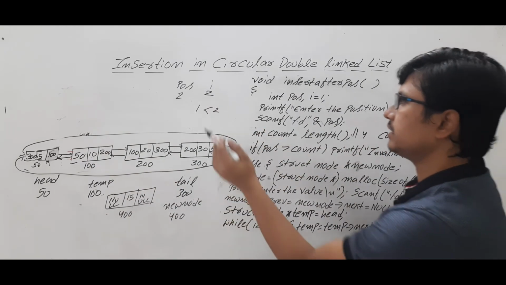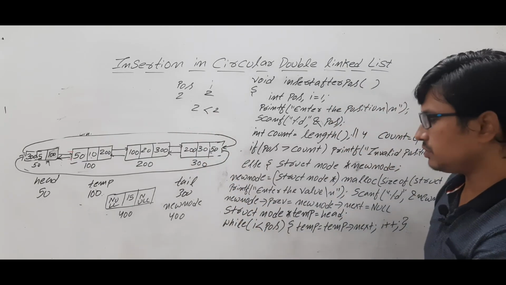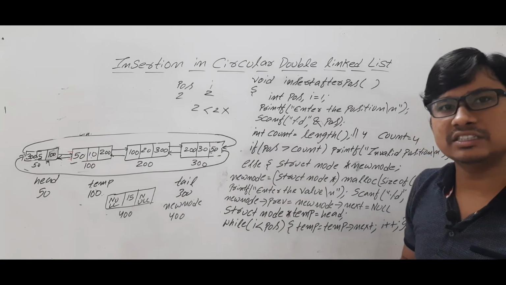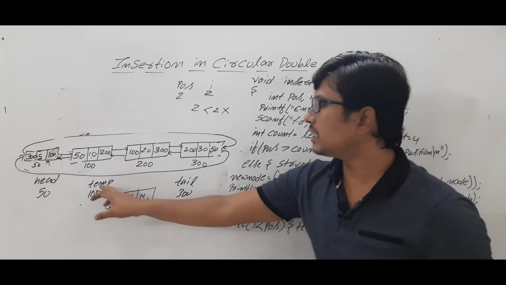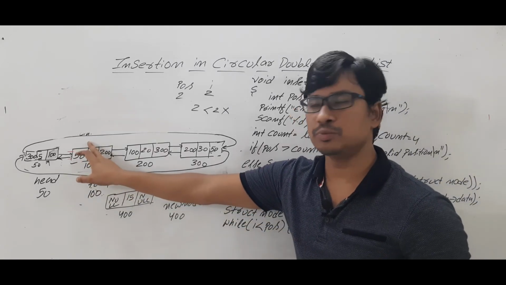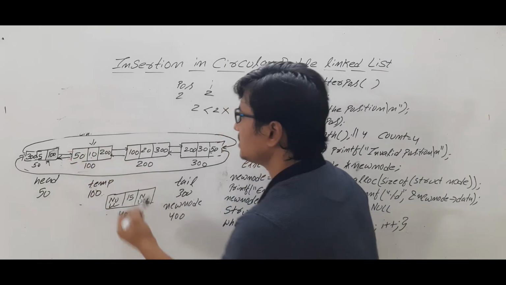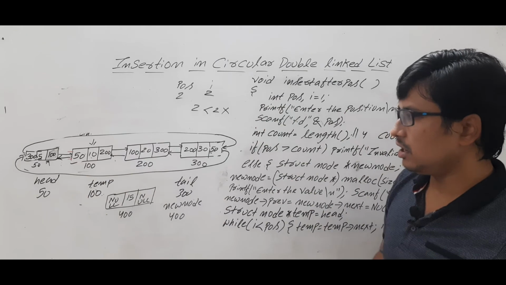Again you will check the condition. 2 less than 2? i is 2, position value is 2. 2 is less than 2, no, 2 is equal to 2. This condition fails, so it will come out of the while loop. Now look at what temp is pointing to. Temp is pointing to this node, because you want to insert the node after the second position. Yes, it is valid. Are you able to understand?